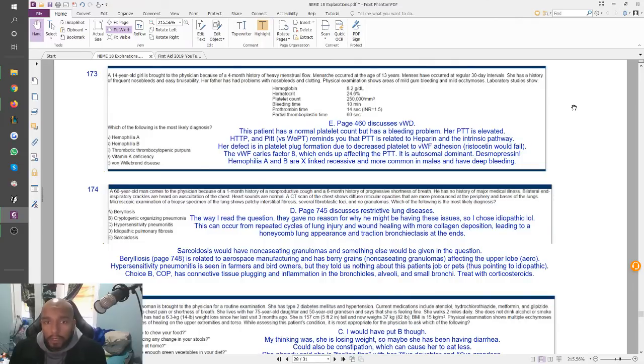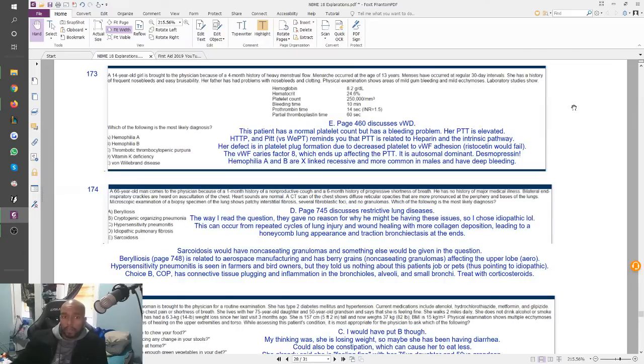This patient has a normal platelet count but has a bleeding problem. Her PTT is elevated. HTTP and PIT remind you that PTT is related to heparin and the intrinsic pathway. Her defect is in platelet plug formation due to decreased platelet to von Willebrand factor adhesion. Right, so ristocetin assay would fail. The von Willebrand factor carries factor 8, or more like factor 8 carries von Willebrand factor, which ends up affecting PTT. It is autosomal dominant. Desmopressin is the treatment here, and that's really all there was to this question.